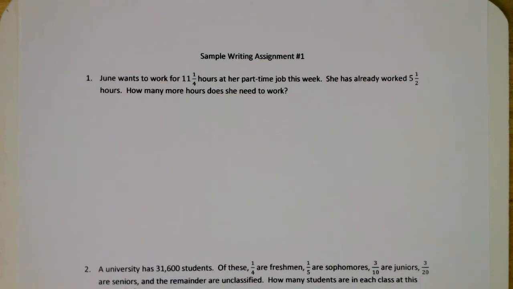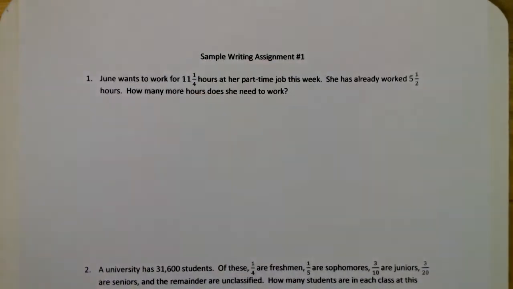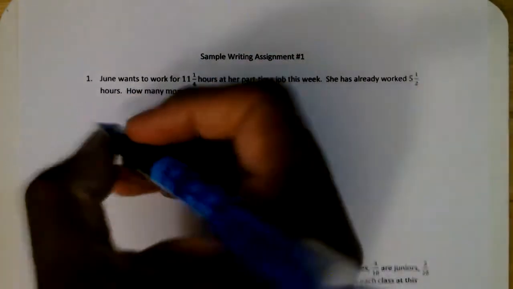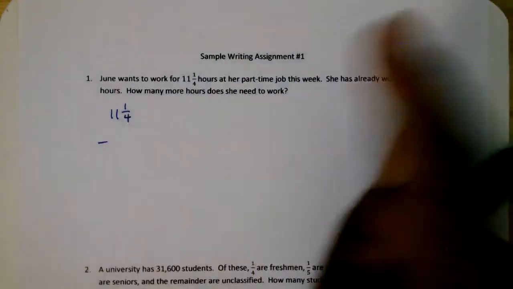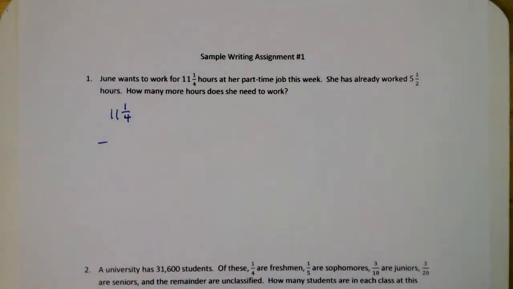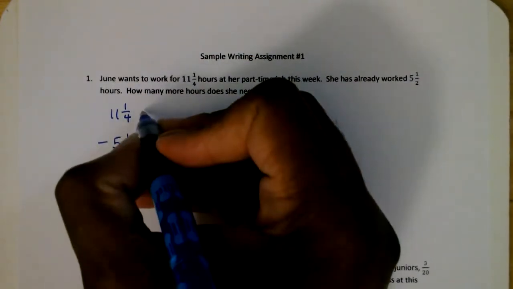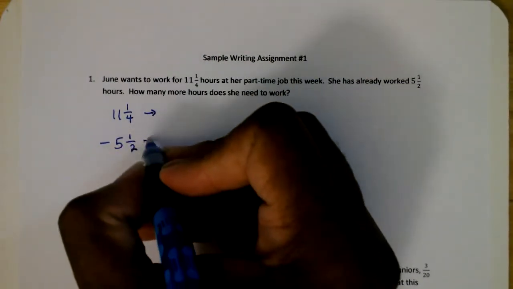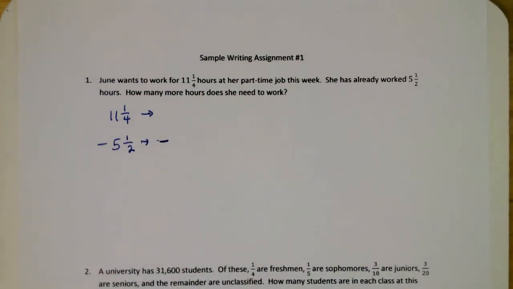All right, so pretty much by reading this problem, it's actually a subtraction problem. We're going to be subtracting mixed numbers here. So to set this up, we've got 11 and 1/4 minus 5 and 1/2. Now, what I would do in this case is convert each of those mixed numbers into improper fractions.